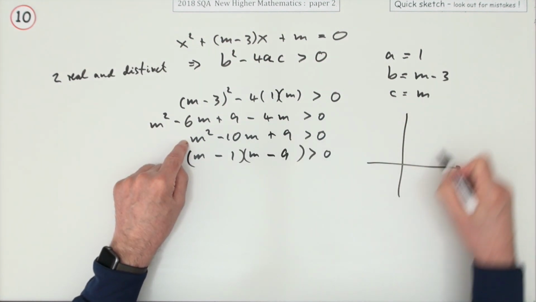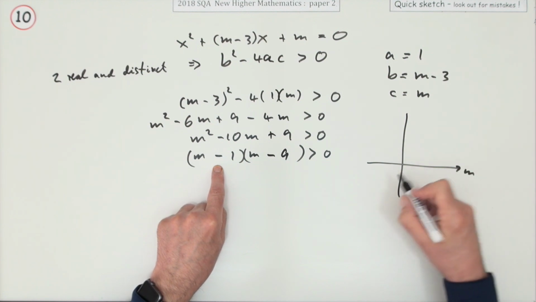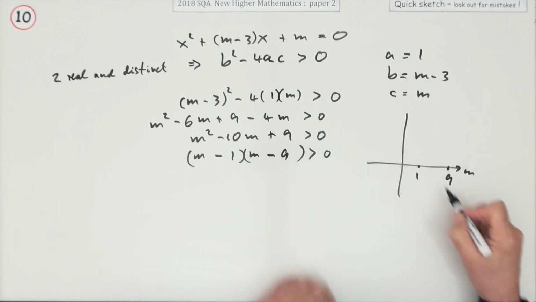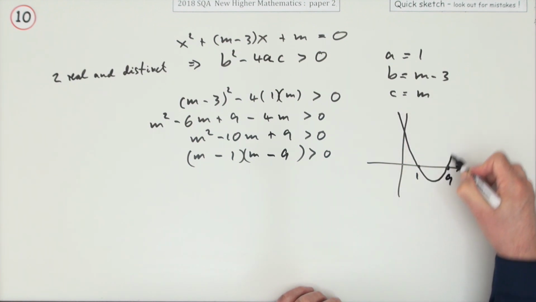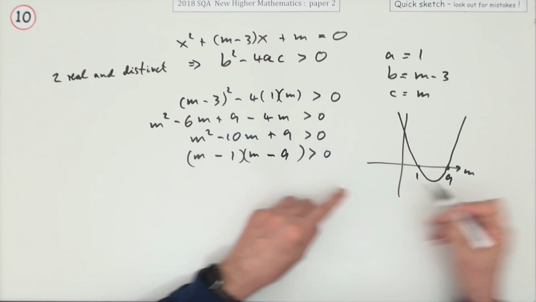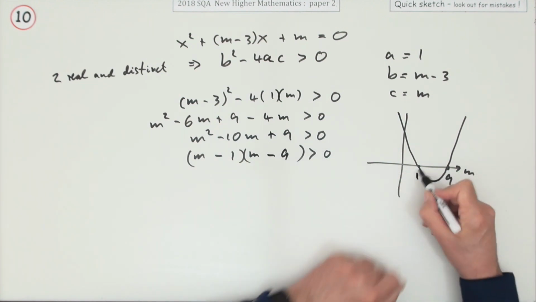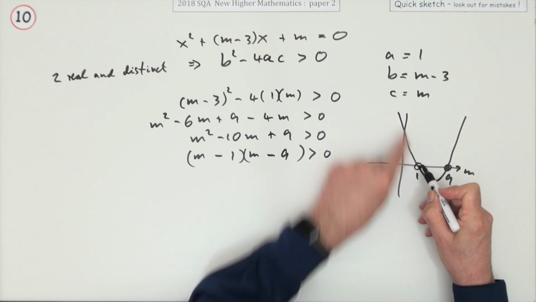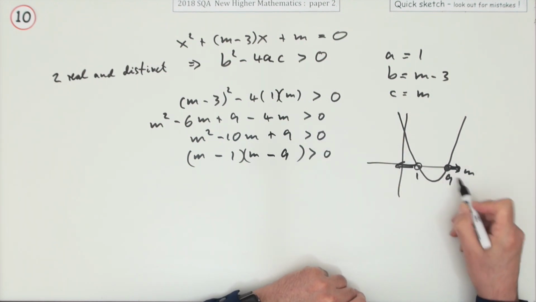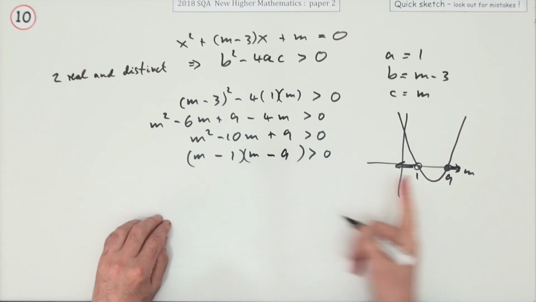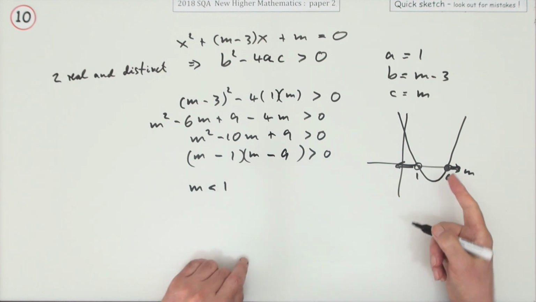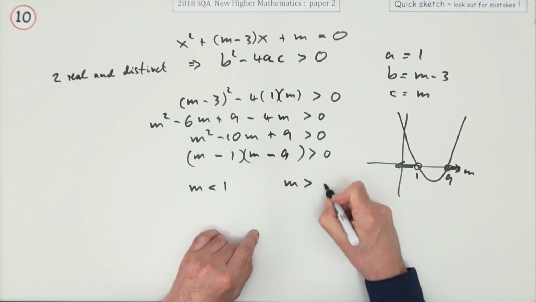Well, it's a positive m squared, and this tells you it cuts at 1 and it cuts at 9. So this graph must come down like this. So if you're wanting the portion of this which is greater than 0, that's when it's equal to 0, then I want this portion here which is m behind 1 or m ahead of 9. So I'd say this portion here, m is less than 1. This portion here, m is greater than 9.